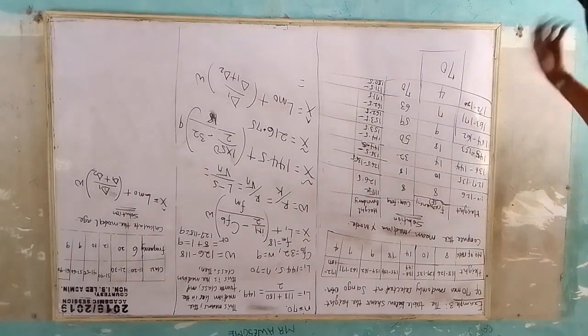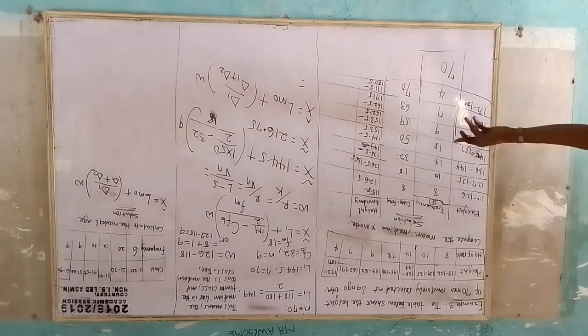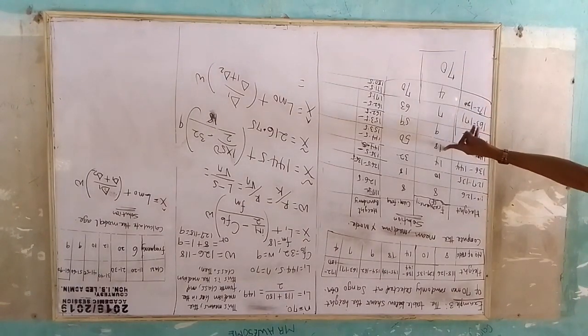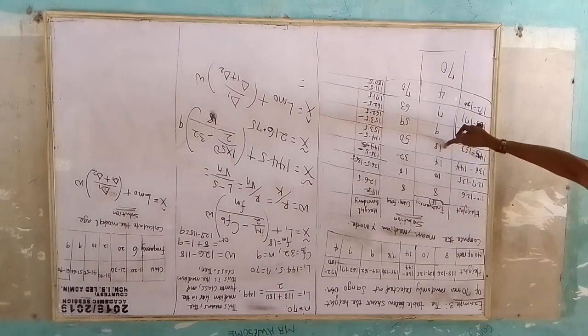What is the modal class now? You just go to which one is the highest? 18. This is the modal class. So what is the lower class boundary? It's still the same.